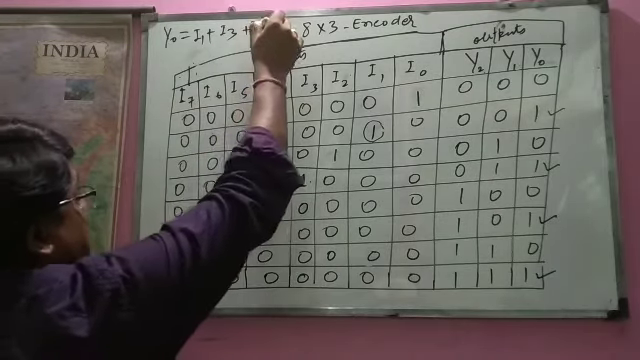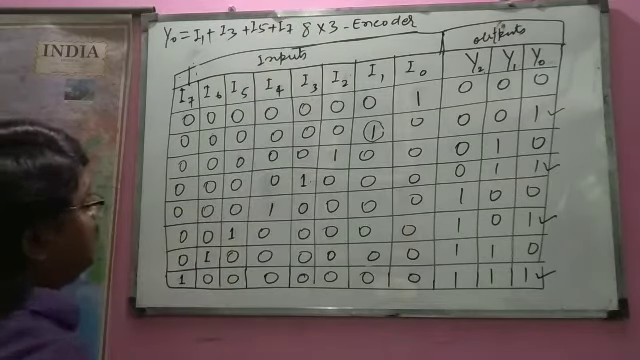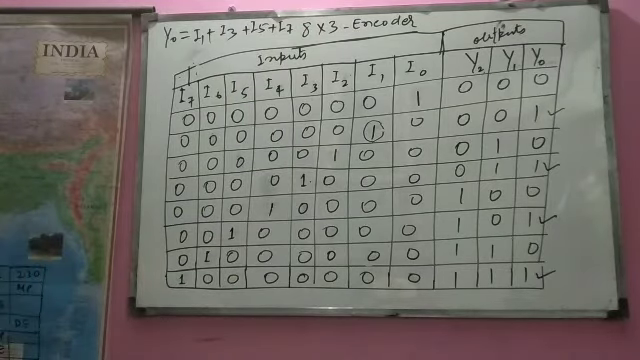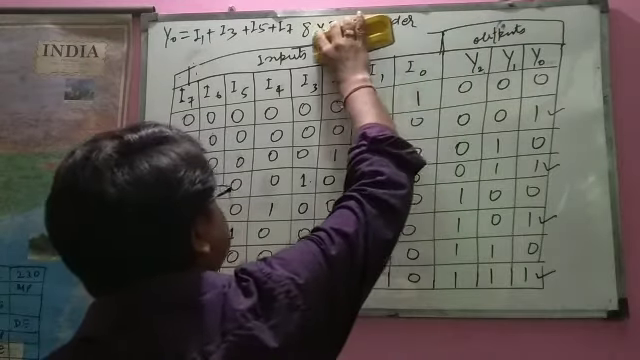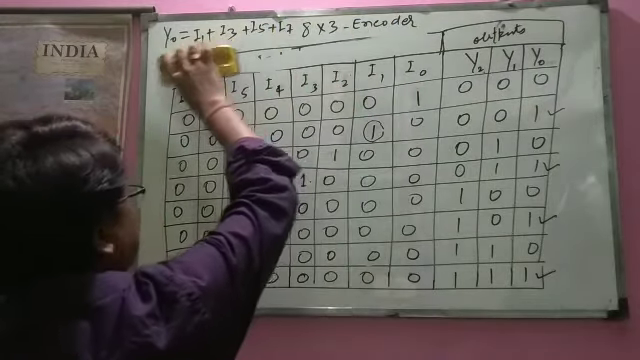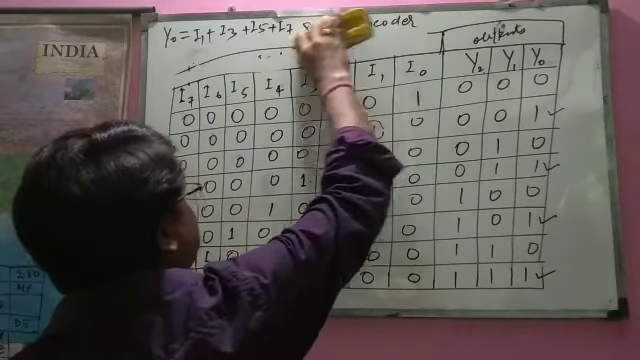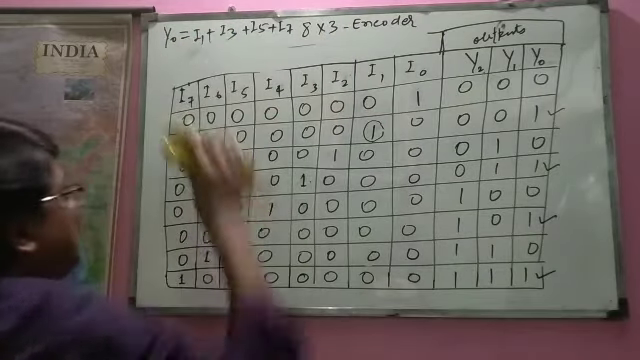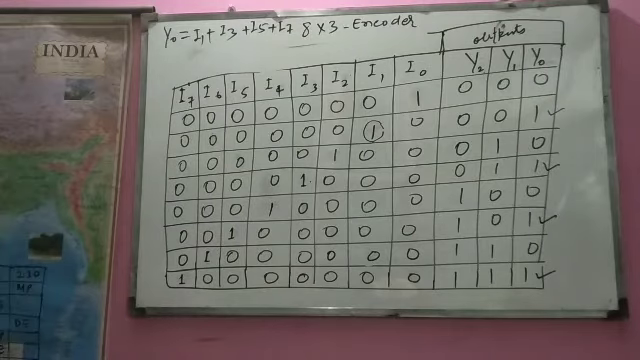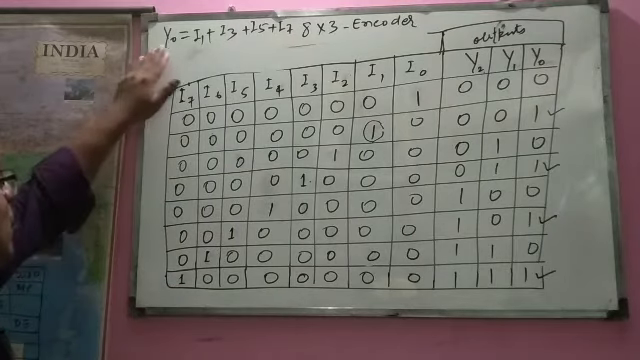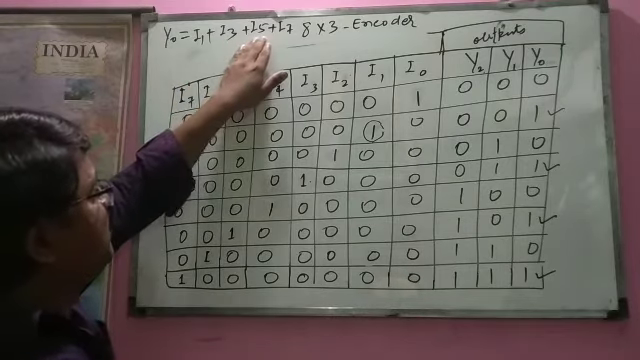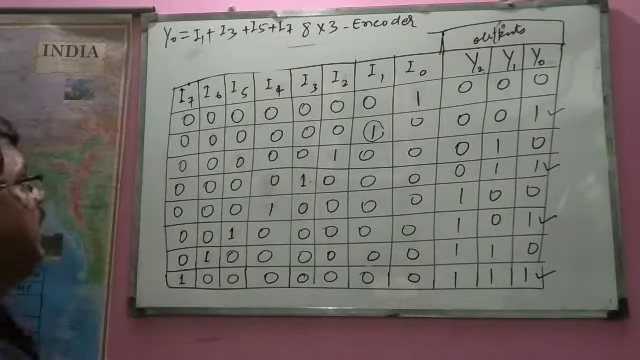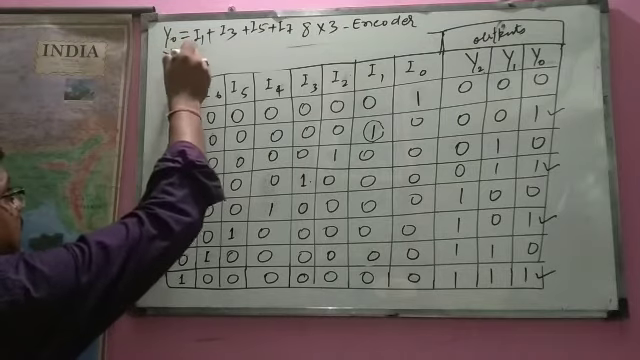Okay, so I am just deleting the inputs we have written, for the sake of simplicity, so that we can write the expression. So its expression is very simple. Y0 is equal to I1 plus I3 plus I5 plus I7. Okay, and what is the value of Y1 then?